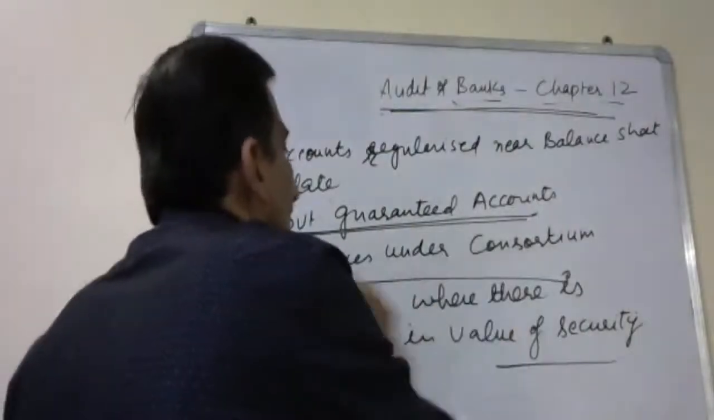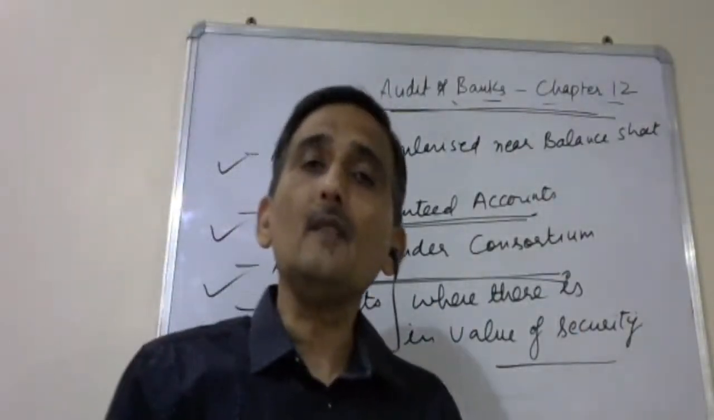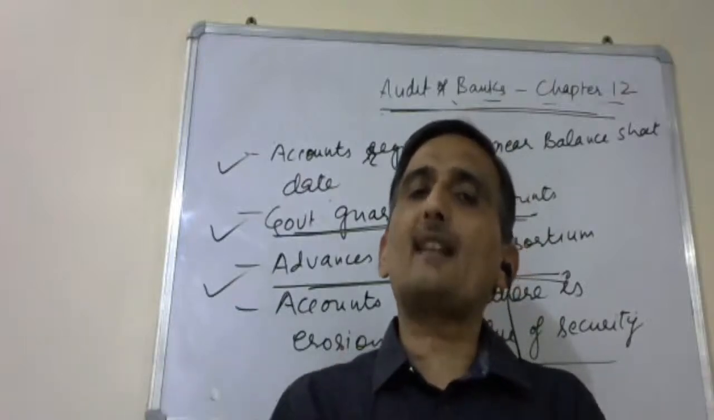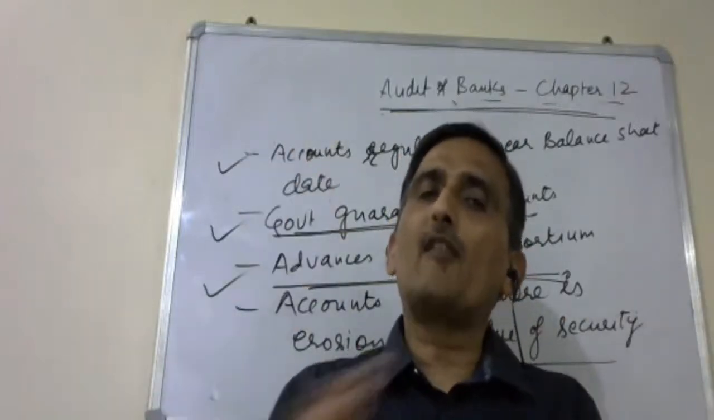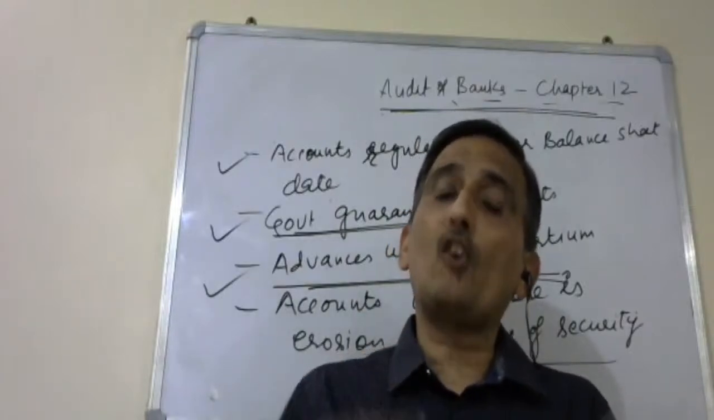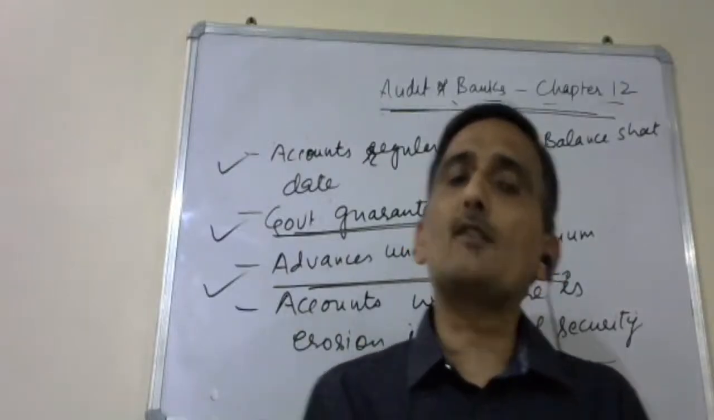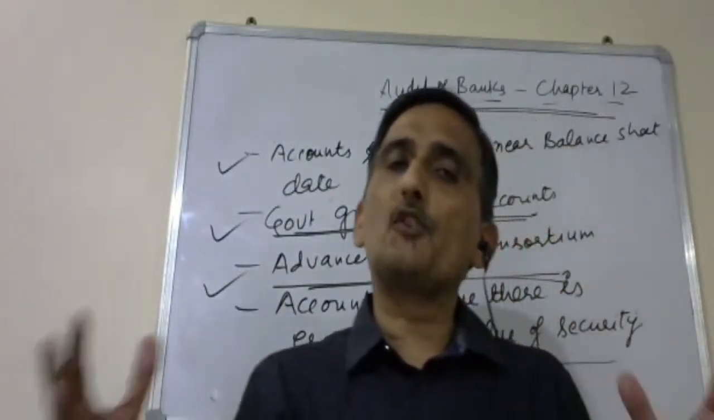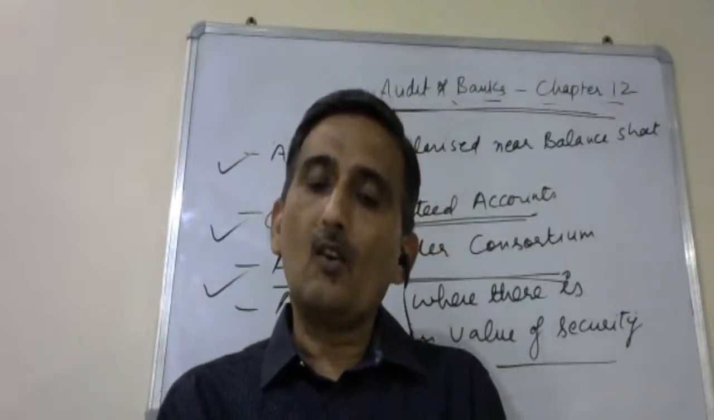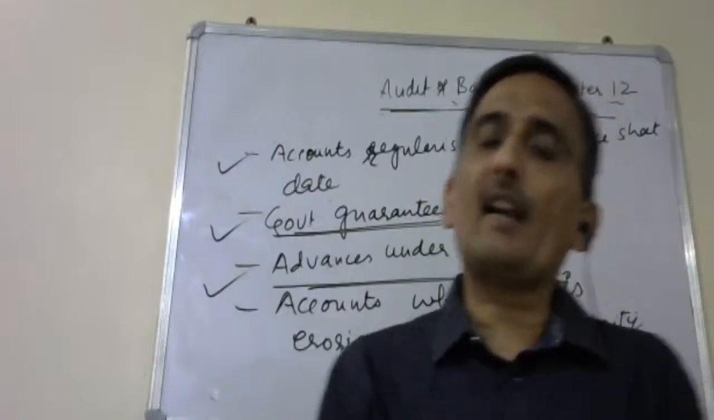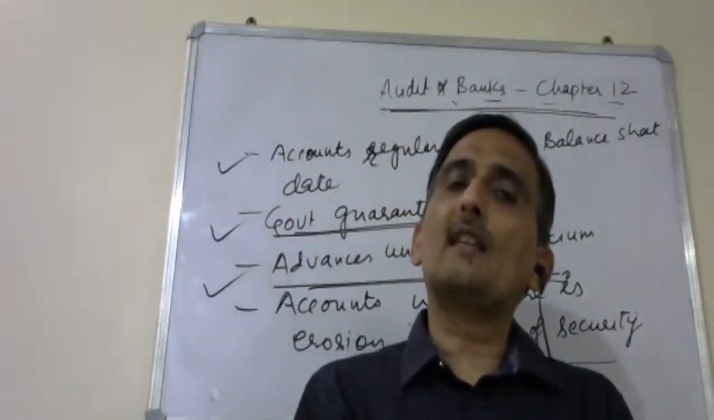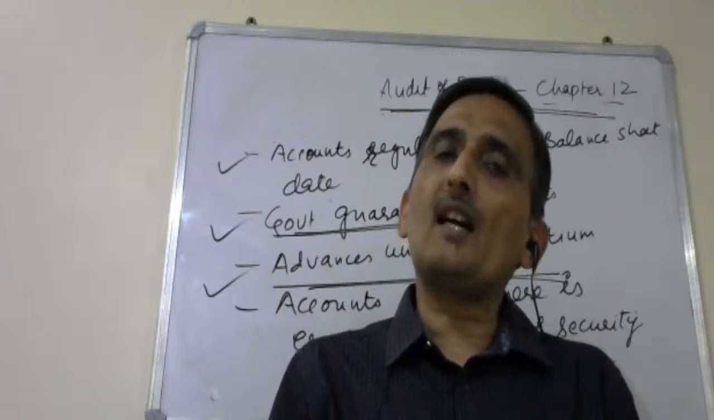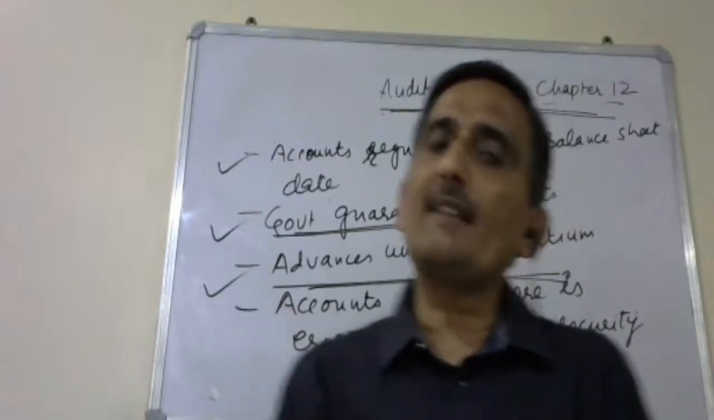Now we come to advances under consortium. Now, what is a consortium? Consortium account, students, means those accounts where two or more banks come together to lend to some borrower. Why do two or more banks come together to lend to a borrower? Because the exposure might be huge, and one bank does not want to take the risk. So two or more banks join together and conduct a joint appraisal and a joint sanction, and joint monitoring of the account is conducted. The bank which has a major, substantial share in the exposure is known as the lead bank, and other banks are known as member banks.